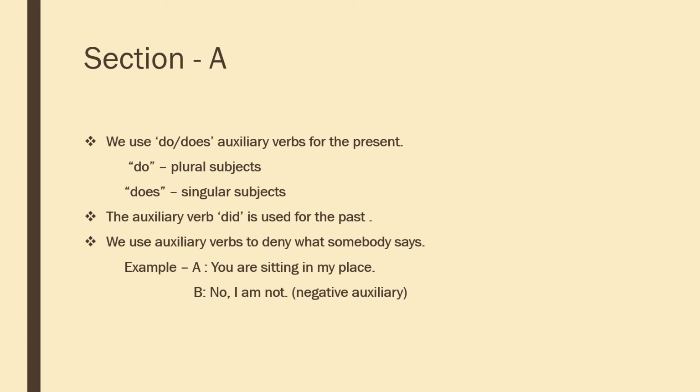We can use auxiliary verbs to deny what somebody says or to say what somebody says is not true. Look at this short dialogue. A said, "You are sitting in my place." B said, "No, I am not." No, I am not refers to, no, I am not sitting in your place. Through this, B has denied what A said.